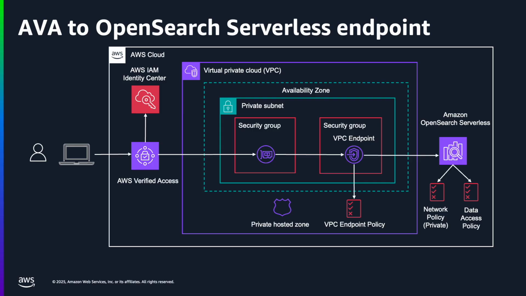Finally, there are policies to protect the VPC endpoint and the OpenSearch Serverless resources. In order to access the private OpenSearch Serverless endpoint, we will need to configure an AVA endpoint using the TCP protocol and the network interface type.